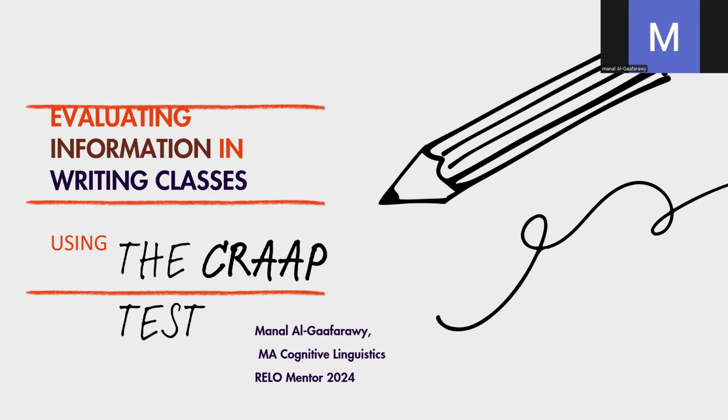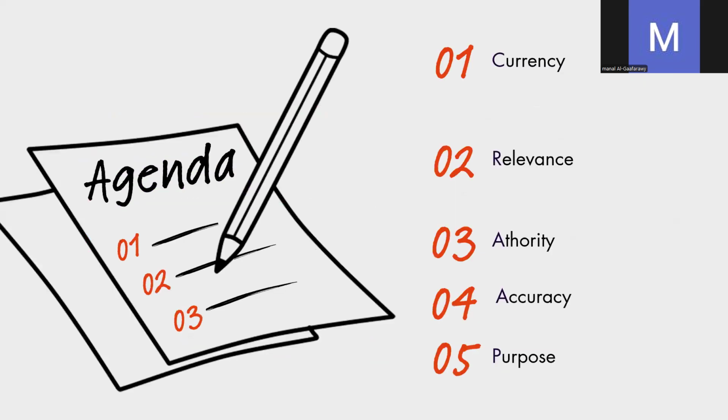And the CRAAP test is a set of questions that the student asks himself or herself to check whether the piece of information he or she is using is good, reliable, or is incorrect, not based on evidence, and therefore not good for being used. So the CRAAP is an acronym for 5 criteria, which are currency, relevance, authority, accuracy, and purpose.